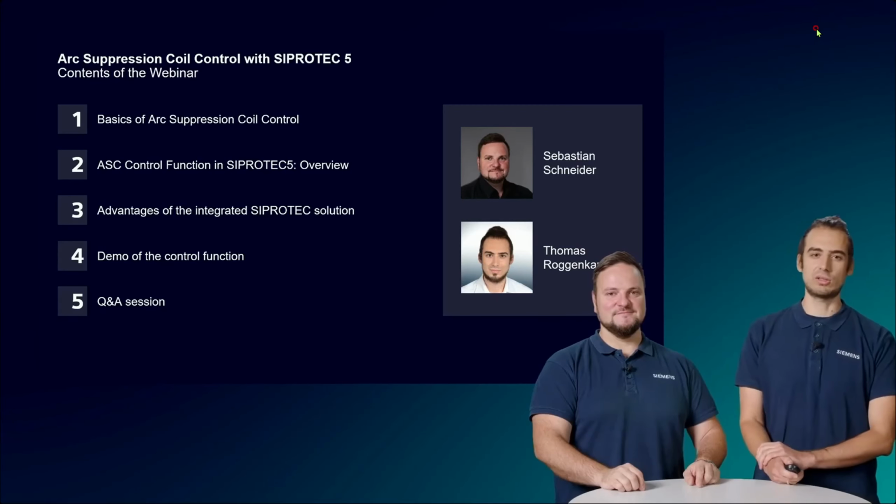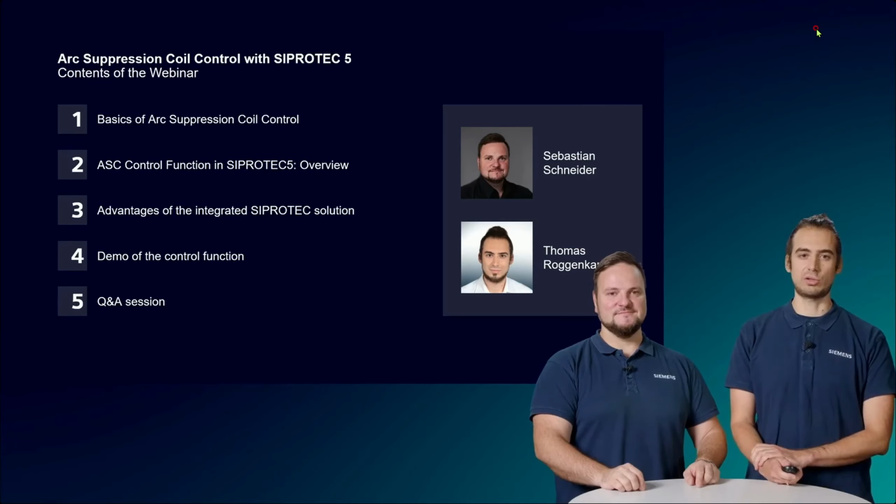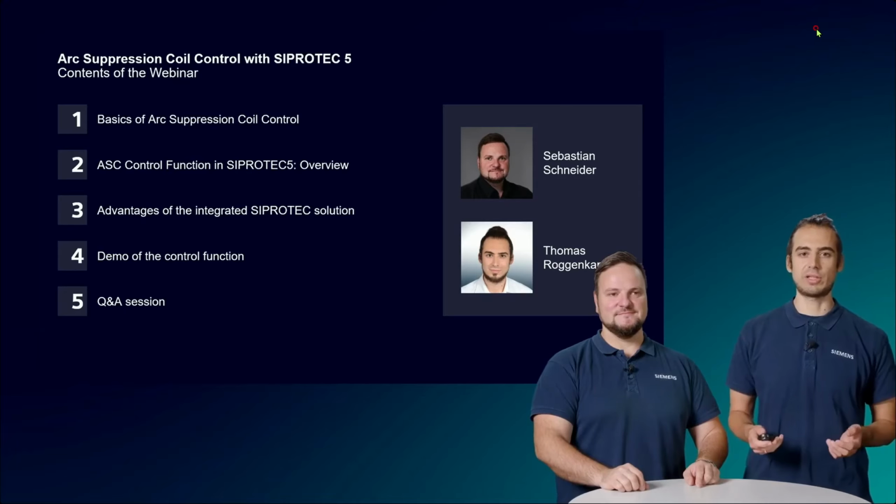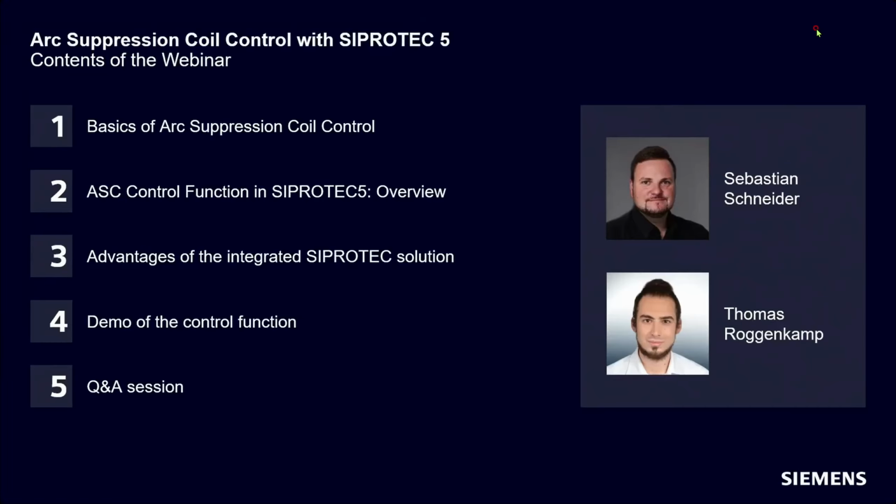So to start, let's take a short look at the agenda for today. So first, I want to give some basic information about the topic of the compensated grid and arc suppression coil control in general. Then we of course want to talk about the arc suppression coil control function in SIPROTEC 5, give an overview and look into some details there.